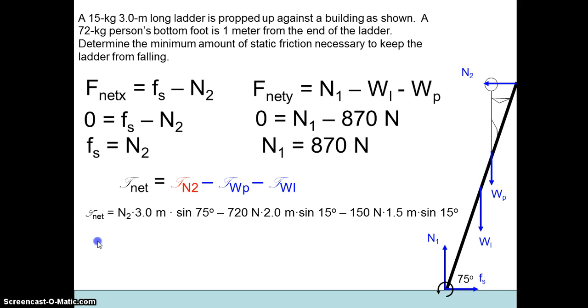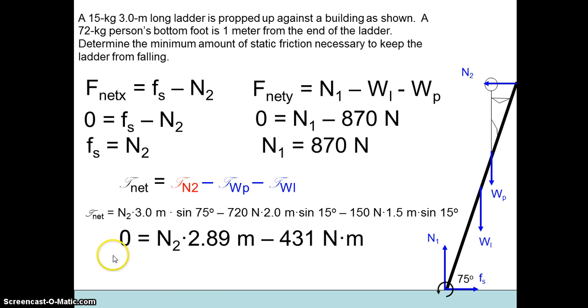Remember, the net torque is 0. It's not rotating. Now it's just a plug and chug, solve for N2. We get 149 newtons for N2. I don't really care what N2 is. I want to know static friction, which is the same, 149 newtons, because Fs equals N2.